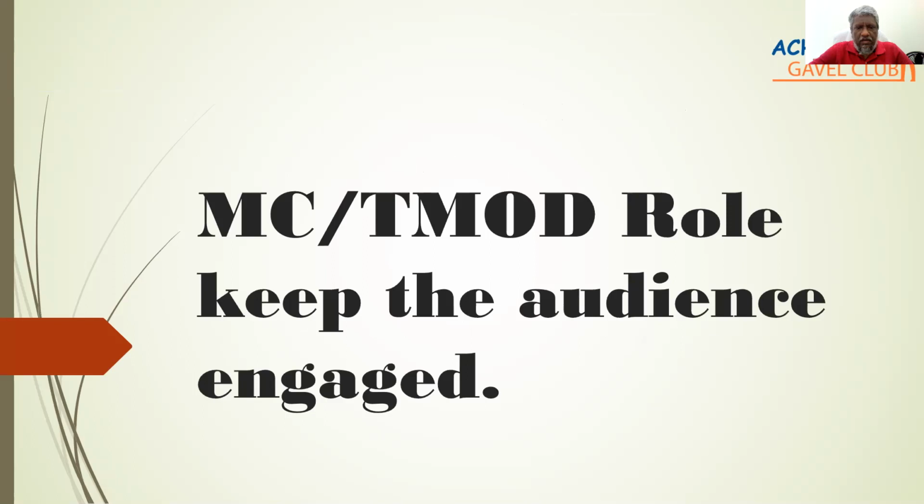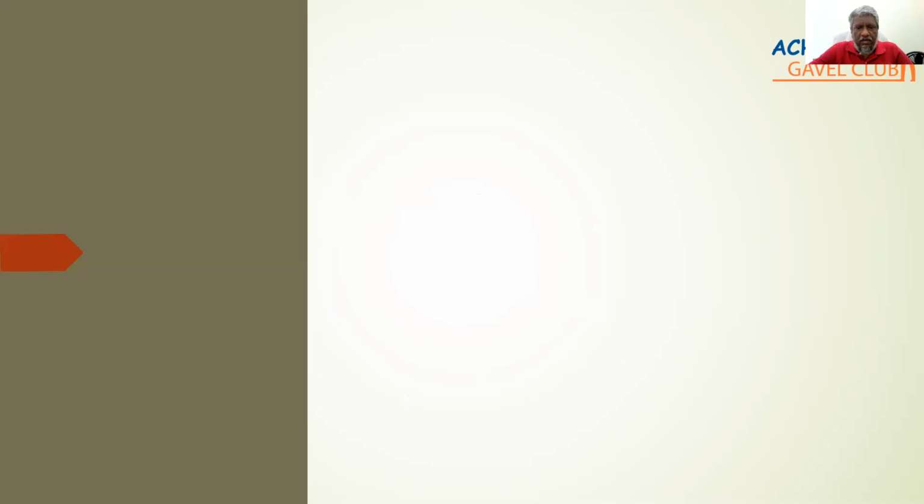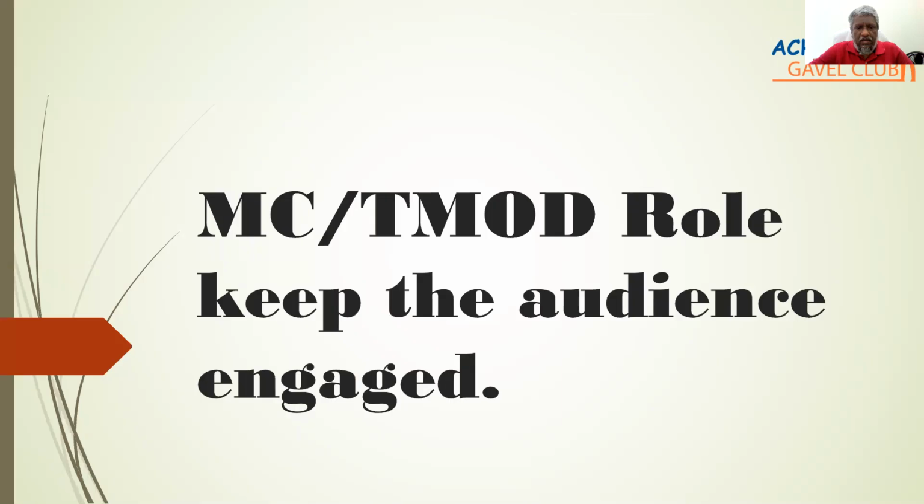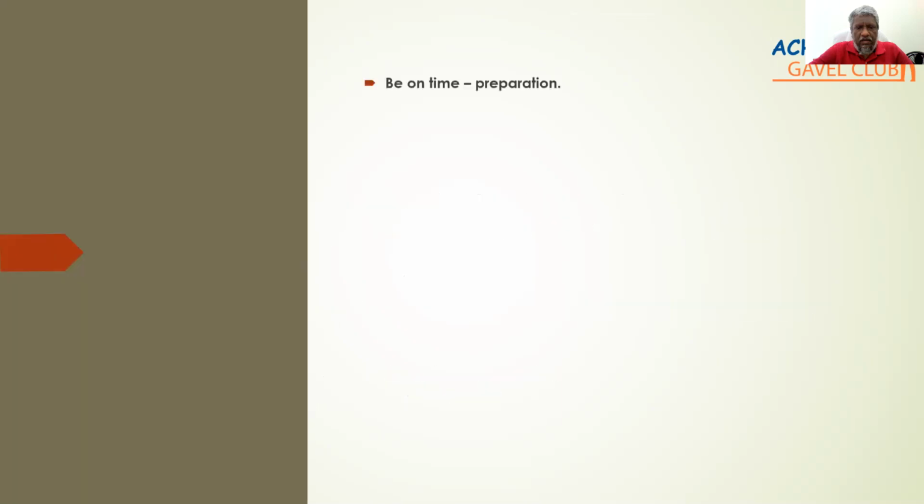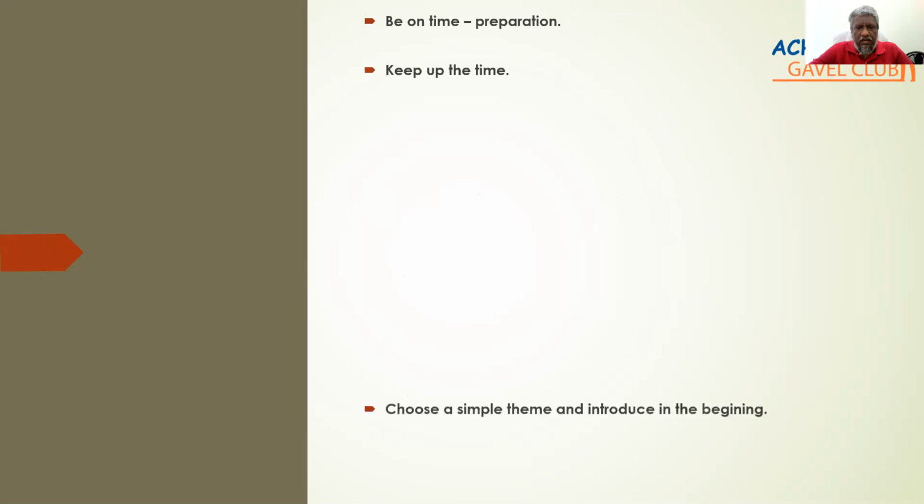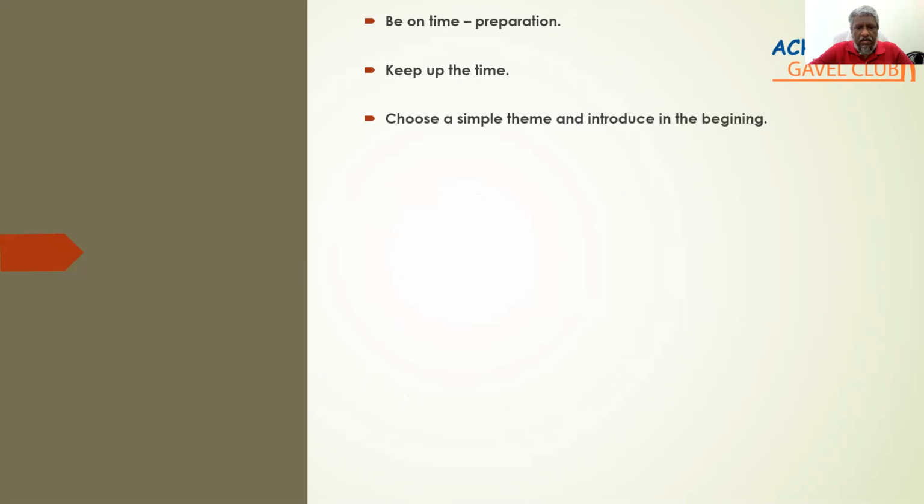That is why you are the most important person to take care of the entire meeting and keep the audience engaged throughout the meeting. So what are the things the MC must do? Be on time. After the meeting starts, some MCs will come. No, you have to be on time, well in advance, so that you can catch up with whatever last-moment changes, and keep up the time. And if anybody is overshooting, you should control the time.